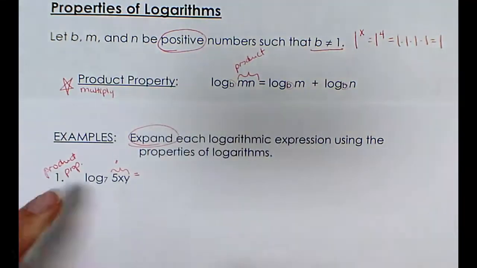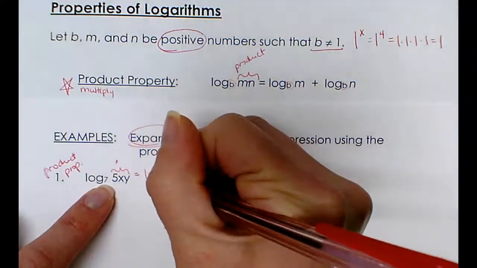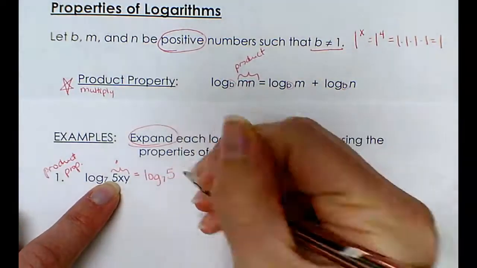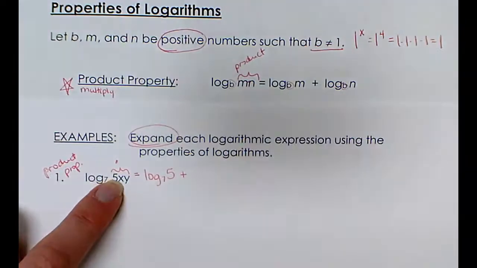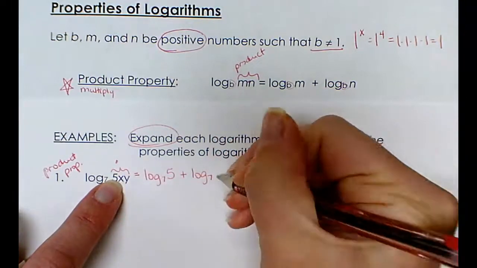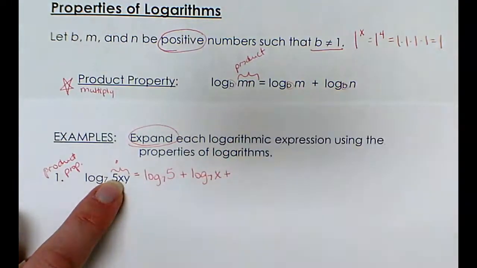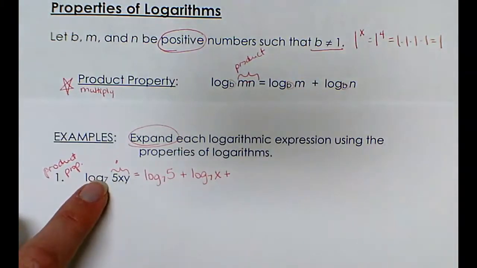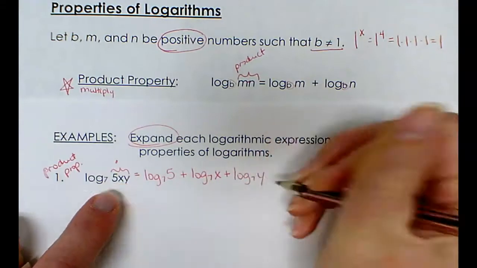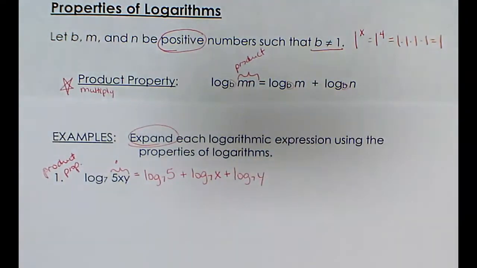So this becomes log base 7 of the first piece of the product, which is 5, plus, because we're multiplying it with another piece, log base 7 of the second piece of the product, so log base 7 of x, again plus, because we're multiplying here, log base 7 of the last piece of the product, which is y. So log base 7 of y. So we've expanded log base 7 of 5xy into 3 terms using the product property.